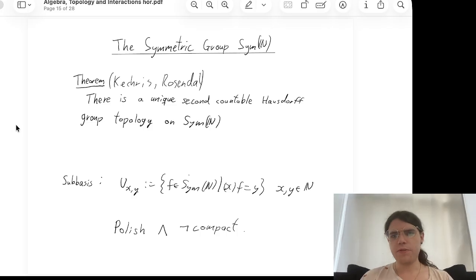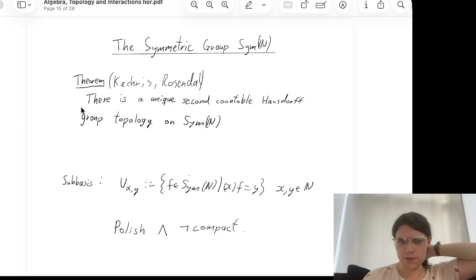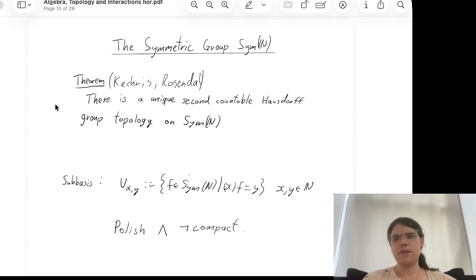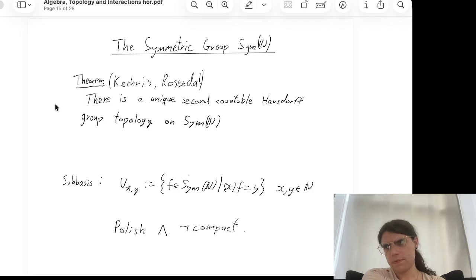Okay, so there's this theorem of Kechris and Rosendahl. This is older, although it's not actually that old. It's like 2007 or something. It says that there's a unique second countable Hausdorff group topology on the symmetric group. In fact, I think they even prove that the only separable group topologies are the usual one and the trivial discrete one. So this is a very powerful result.